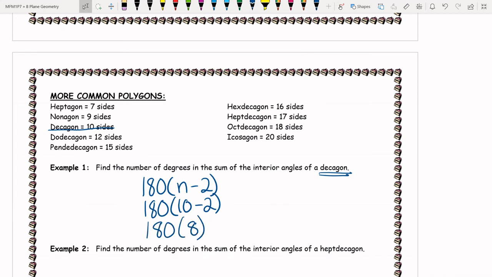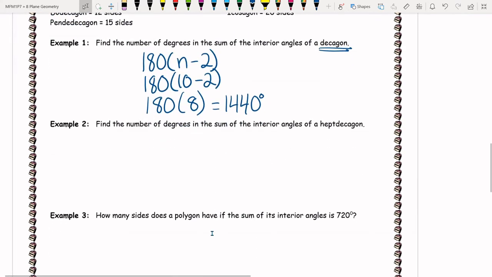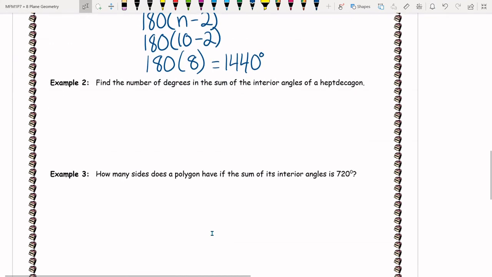And so we get 180 multiplied by 8. And our answer when we do that is 1,440 degrees. That's our answer. That is the sum of the interior angles of a decagon. Now I said I would only do one example, but I want us to do actually one more example, because how about if we had a question like this?